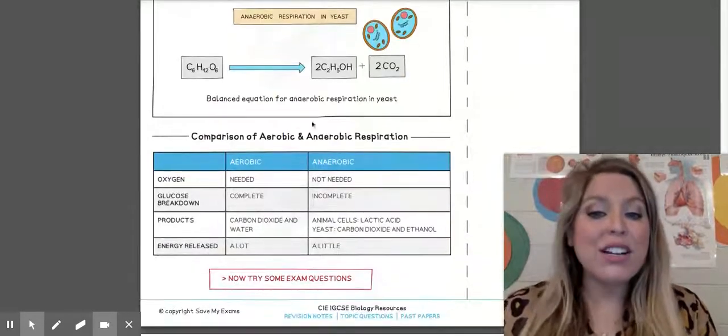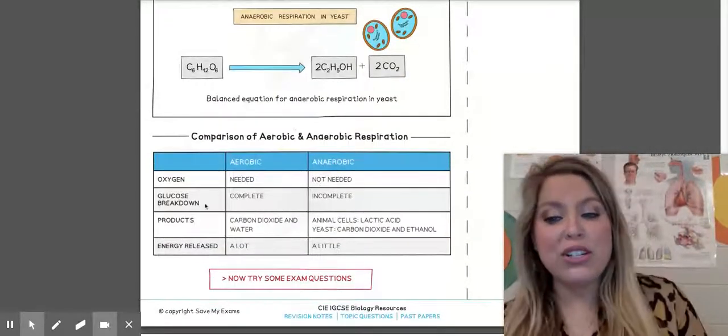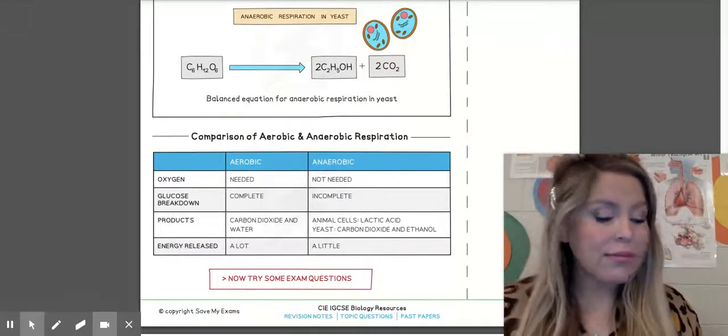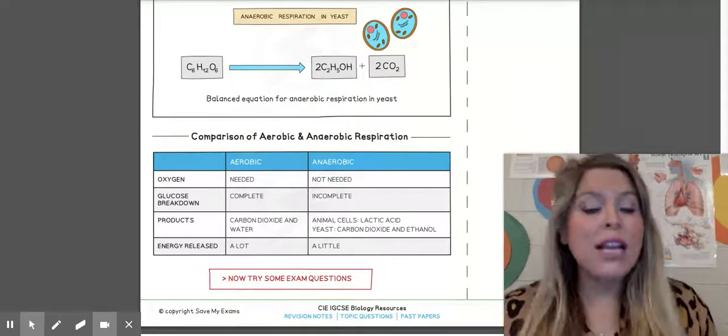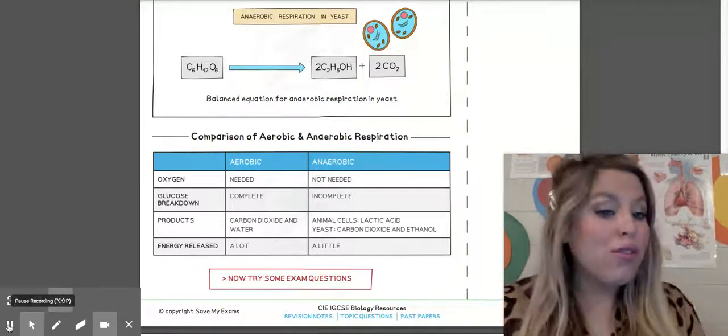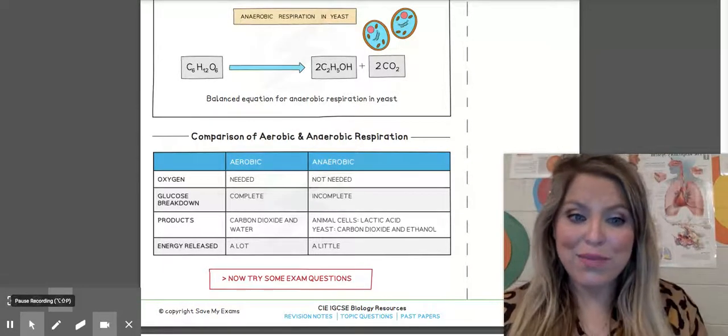Alrighty, we can do a comparison of aerobic and anaerobic respiration. You can pause it here. It'll also be in your notes. But from here, just make sure you are taking notes, moving on to your CFU, and we'll check back in tomorrow for gas exchange. All right, good job, guys.